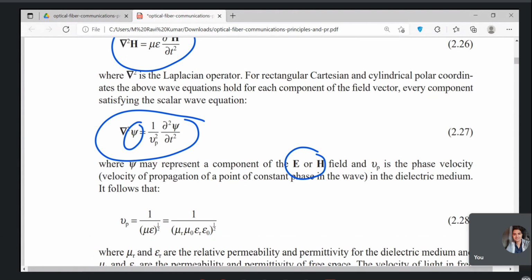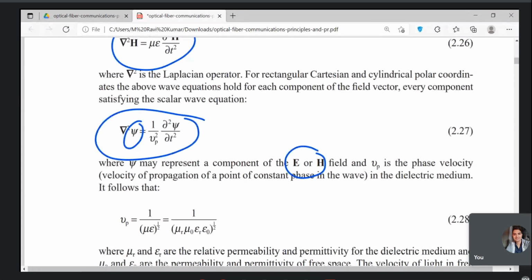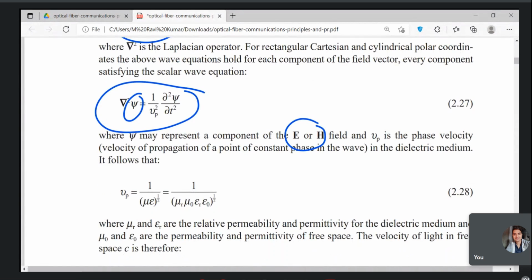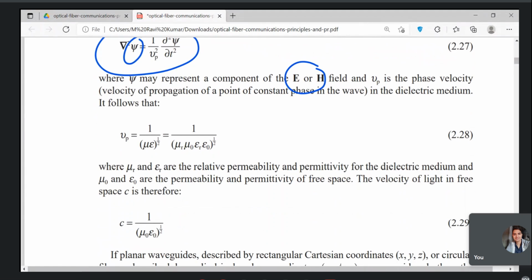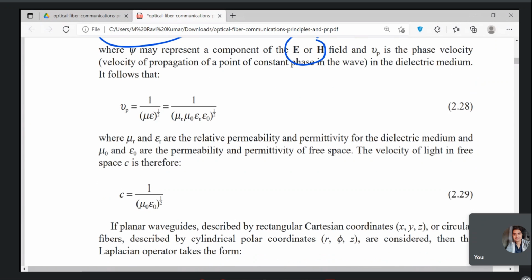And Vp is the phase velocity, which is given by 1 upon square root of mu epsilon. And the velocity of light in free space, that is given by C, is 1 upon square root of mu naught epsilon naught.